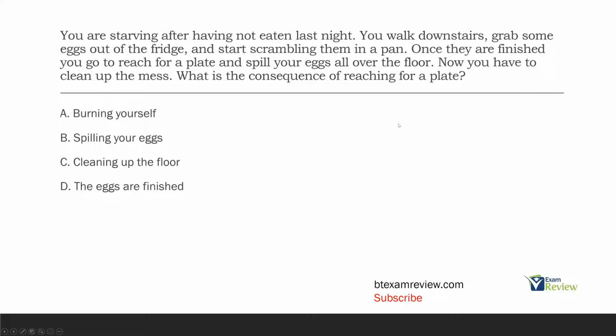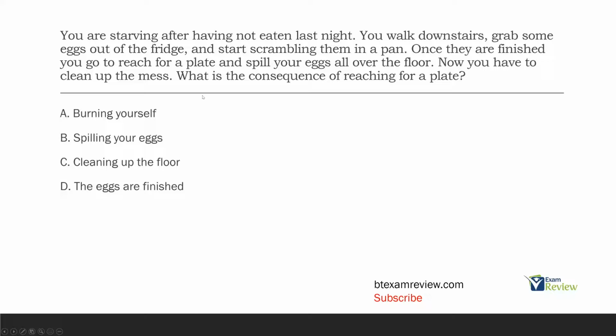So first, start with what the question is asking. The question is asking about the consequence of reaching for a plate. So let's zone in on reaching for a plate. We walk downstairs, grab some eggs, and start scrambling them. They're finished, then we reach for a plate. Okay, stop there. Reaching for a plate, what is the antecedent? Well, the eggs are finished. We know right before you reach for a plate, the eggs are finished. Consequence is what occurs immediately after the behavior. You reach for your plate, spill your eggs. So our consequence in our antecedent-behavior-consequence contingency is spilling eggs. So we've predicted our answer, and now we just have to find it. What is the consequence of reaching for a plate?